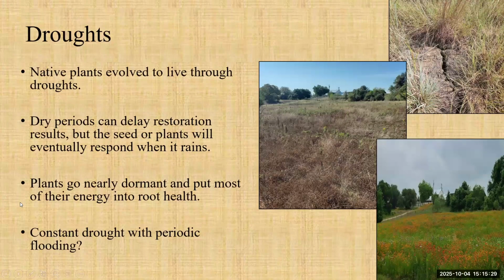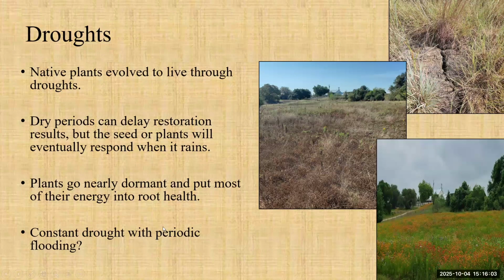So this has been an ongoing conversation that I've had with landowners. You plant, it's almost like Christmas. You're looking forward to what comes up, and you have a drought. A lot of these native plants evolved with droughts. It will delay a restoration project, but you will eventually get those results when the rain comes.